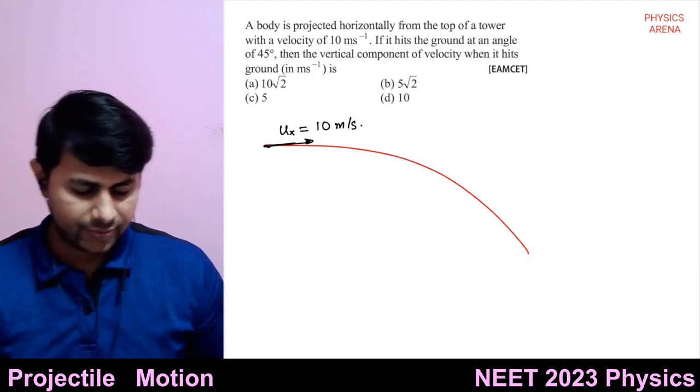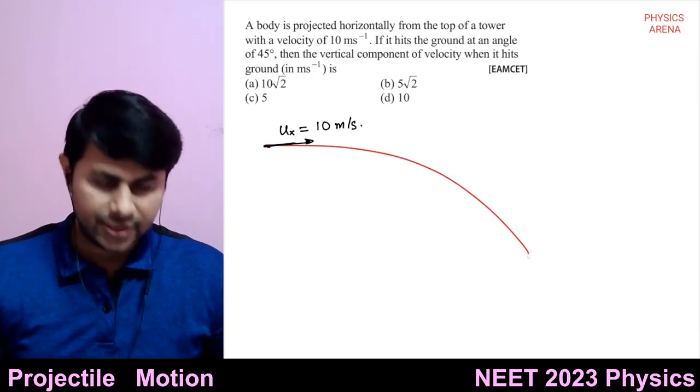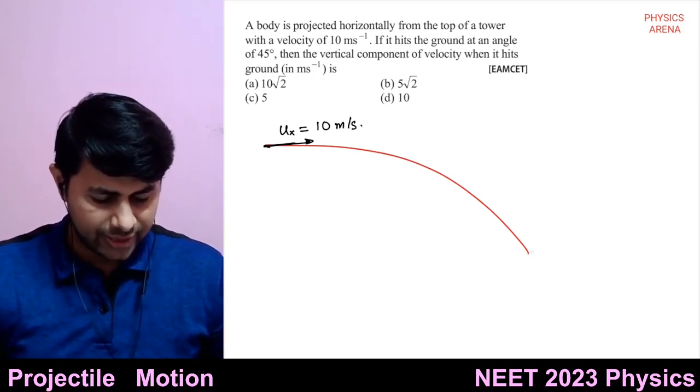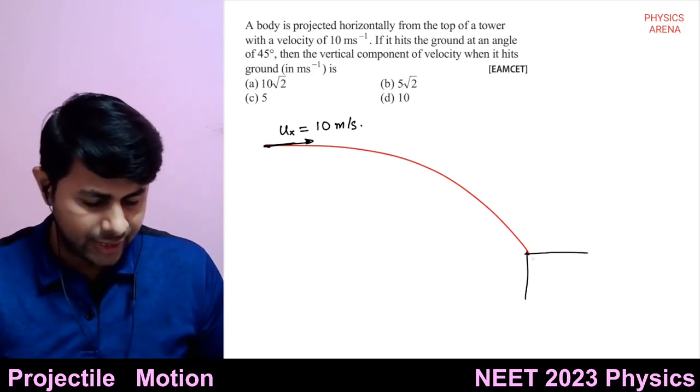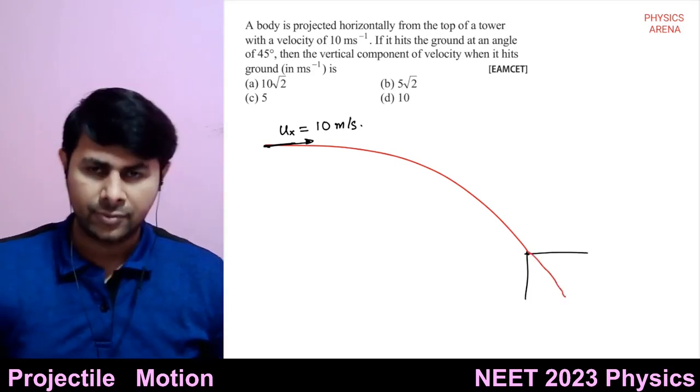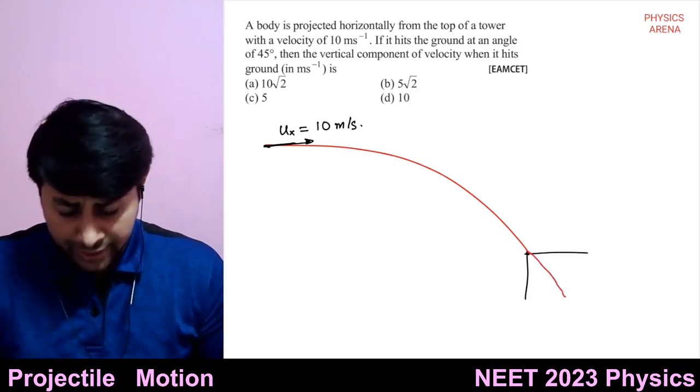10 meters per second. Now when it reaches the ground, tell me at this point how much would be the horizontal velocity and how much would be the vertical velocity. So the horizontal velocity, does it change?